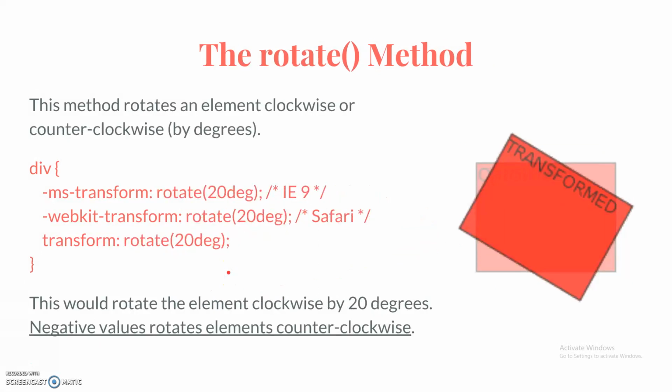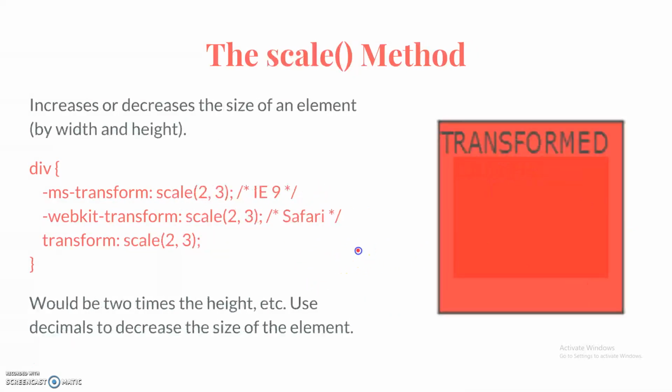Next, there is the rotate method, which allows us to rotate an element clockwise or counterclockwise by degrees. As we can see here in this example, this element is rotated 20 degrees. If we wanted to rotate an element counterclockwise, we would have to use negative values.